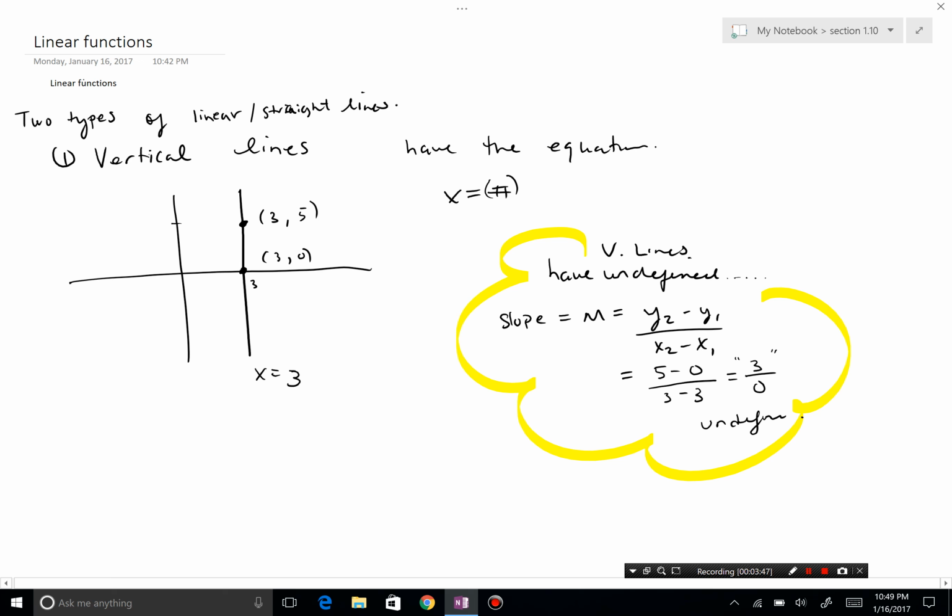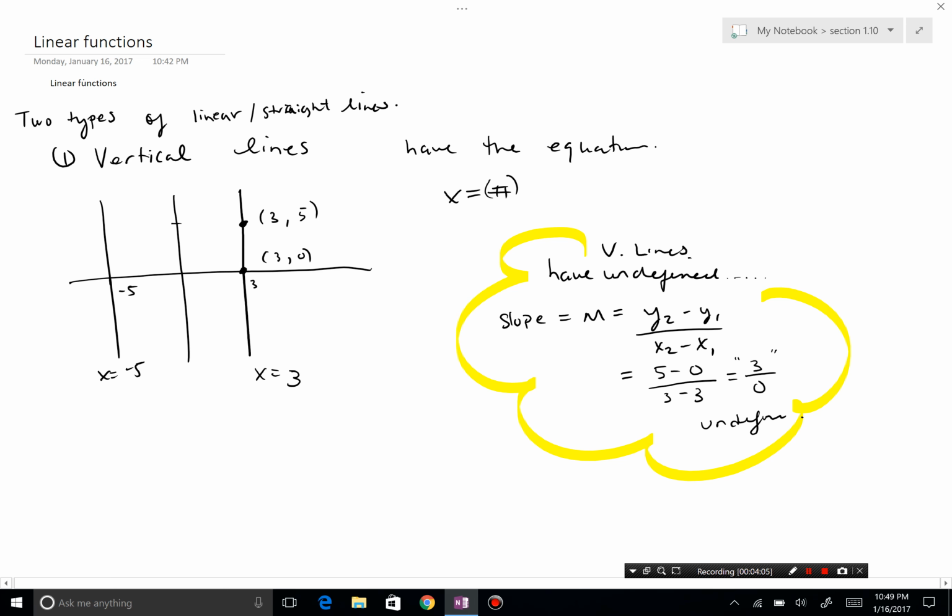So anytime you see a vertical line, it should be like clockwork. x equals what? What's the number? Wherever it cuts the x-axis, that's where it's going to be. So x equals 3. If this was negative 5, it would be x equals negative 5.